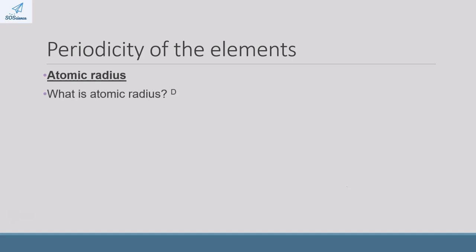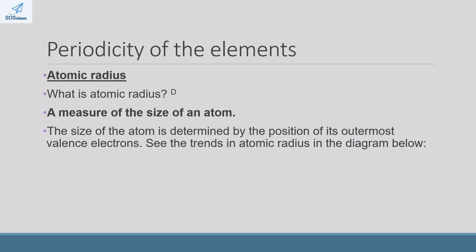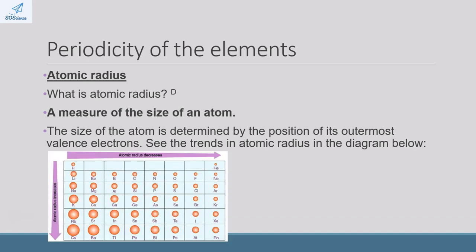So firstly, let's define atomic radius. What is atomic radius? Remember, definitions you need to know word for word. Atomic radius is a measure of the size of an atom. The size of the atom is determined by the position of its outermost valence electrons. That means that the size of an atom is based on where its outermost electrons live, which makes sense.